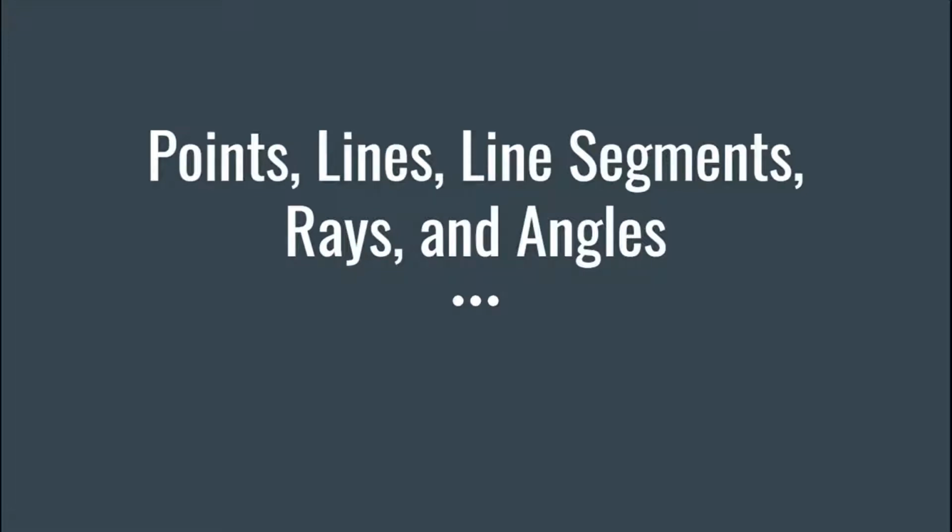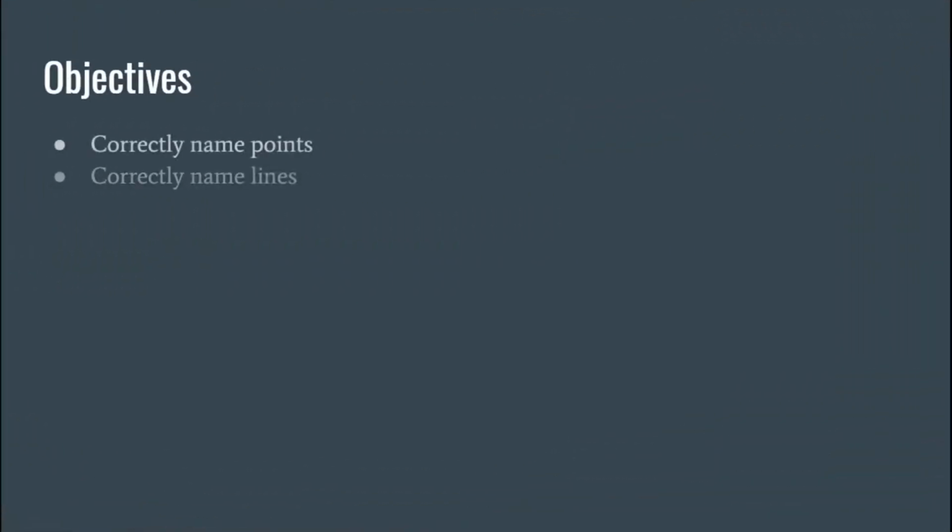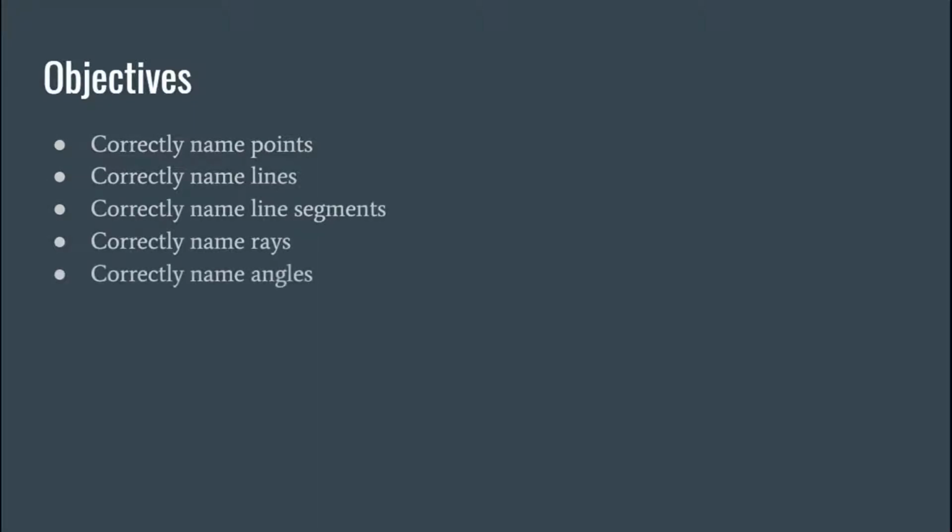For this video, I'll be talking about points, lines, line segments, rays, and angles. And I know that's a handful, but I won't be doing any examples. We're just going through all this basic stuff, okay? I'm gonna make sure that we label all these correctly and that we're able to identify them correctly too.